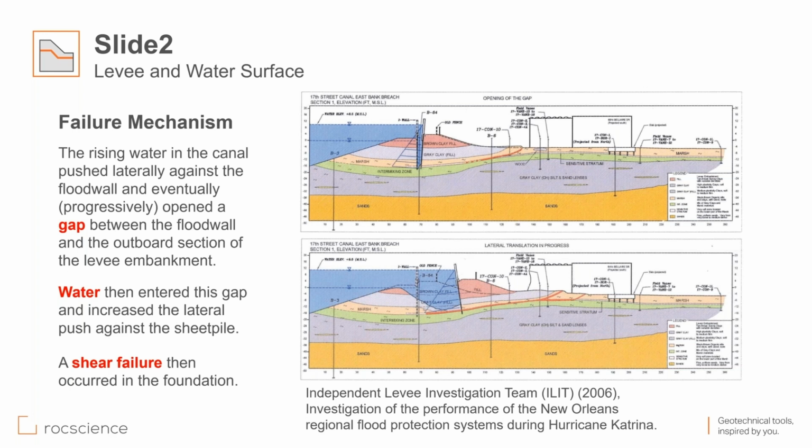The failure mechanism that people finally decided happened to this levee is listed on the left side here. We have the rising water in the channel pushing laterally against the flood wall, and eventually and progressively opening a gap between the flood wall and the outboard section of the levee embankment. In the second stage, you have water entering this gap and increasing the lateral push against the sheet pile. After that, you have the shear failure. So this is the failure mechanism that is happening here.